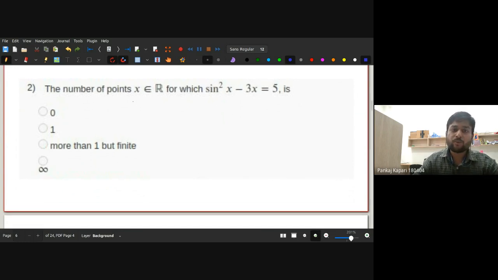It asks how many real points, or points on the real line, you can have so that this equation gets satisfied. For how many points is this equation satisfied? That is what you have to find out.